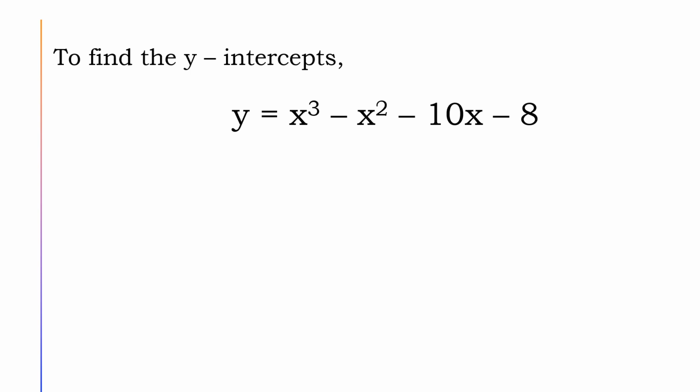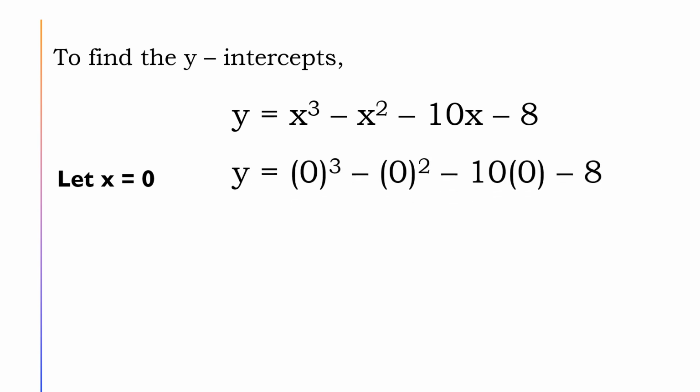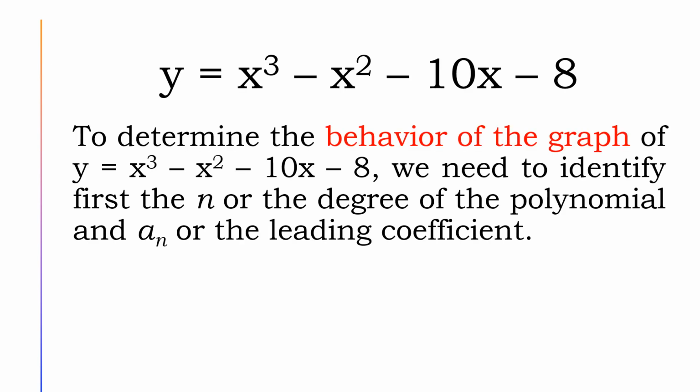Now let us find the y-intercept. So to find the y-intercept of this polynomial function, let x be equal to 0. So let us substitute 0. So we have y equals 0 cubed minus 0 squared minus 10 times 0 minus 8. So the answer is y equals negative 8. Therefore, our y-intercept is 0, negative 8. Okay, we are done with the x and y-intercept.